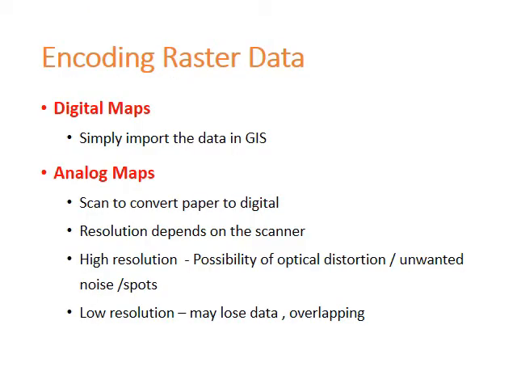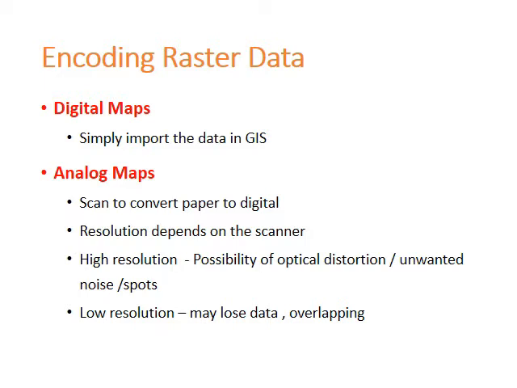Okay, now let us look into encoding the raster data. So I have two types of source data. Both are raster. One is in the digital format, the other one is in an analog format. If it is a digital map, then it is very simple to import that data in GIS, and all the image processing techniques can be used to bring that data into the GIS.